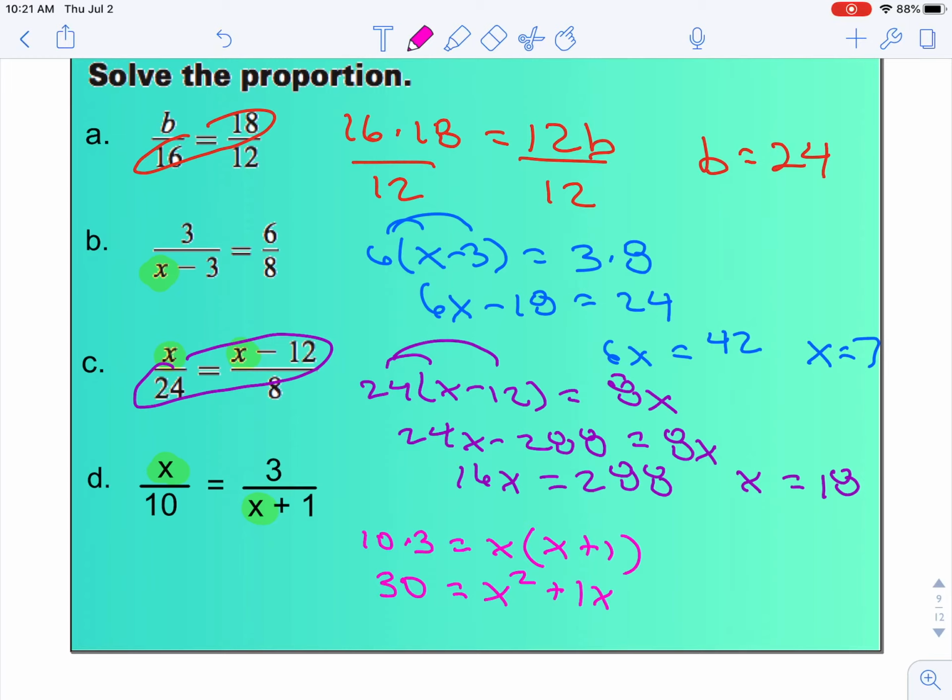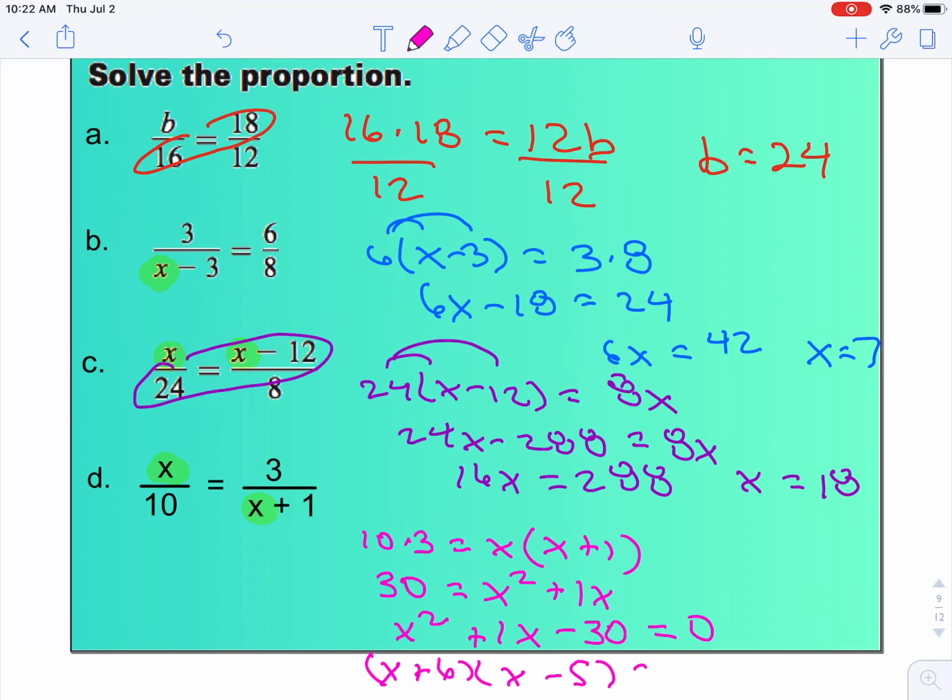So I'm going to subtract 30 from each side so that I get x squared plus 1x minus 30 equals 0. And now I can actually factor this. This is an easy factoring one where you look for two numbers that multiply to negative 30 that add up to 1. So those numbers would be 6 and negative 5.